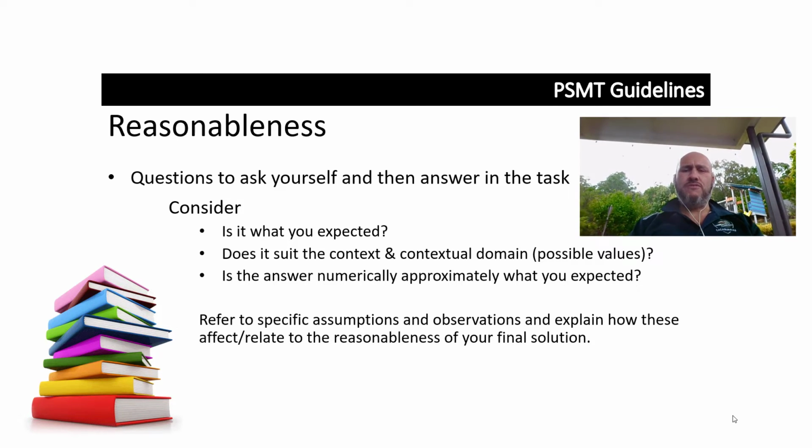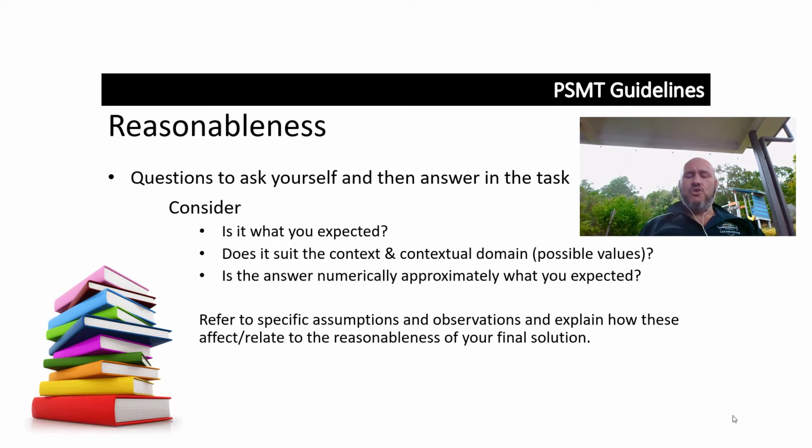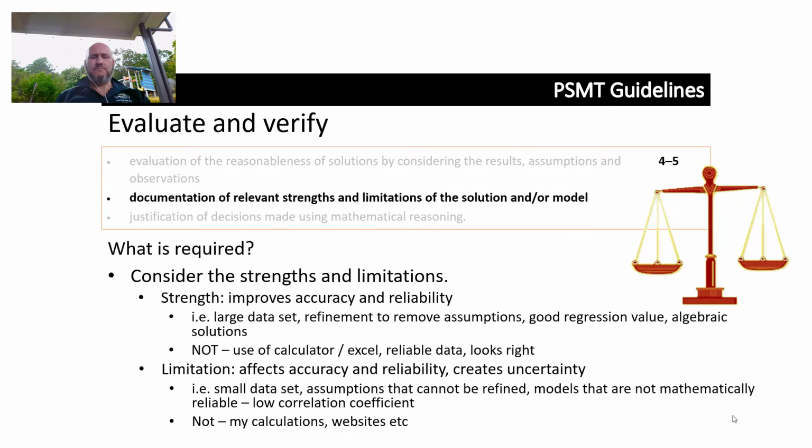So if you're making a prediction from a model, that is a function that fits some data, you could look at the graph and go, well, I can see it's about 1,000, and my calculation gave me 997. So I'm happy with that answer. And you've got to refer specifically to assumptions and observations.